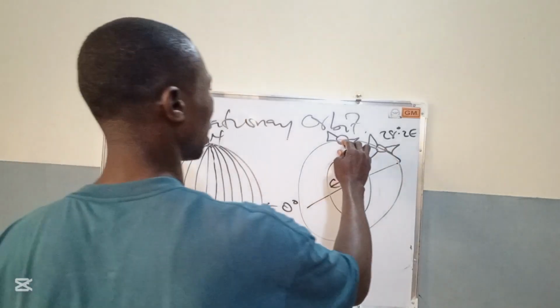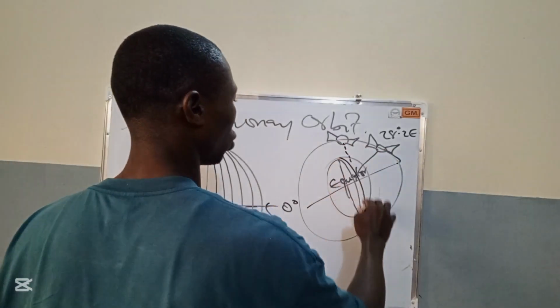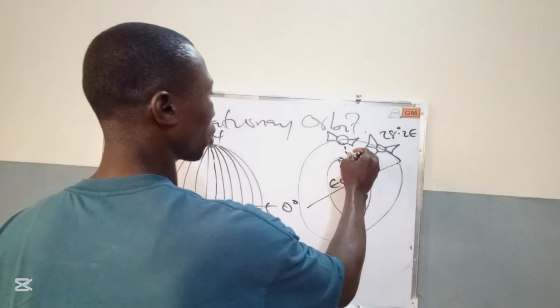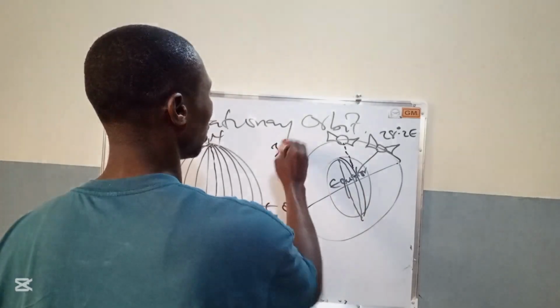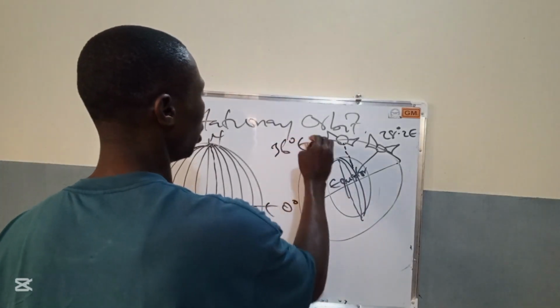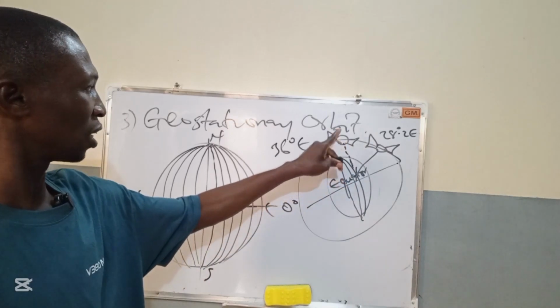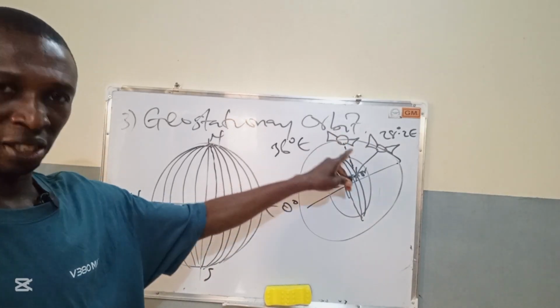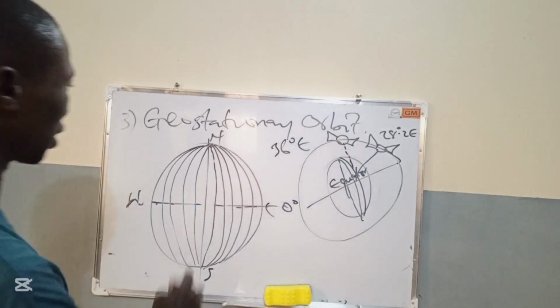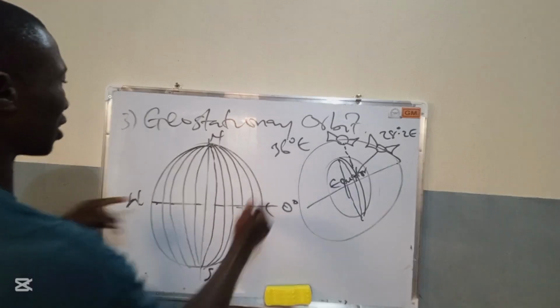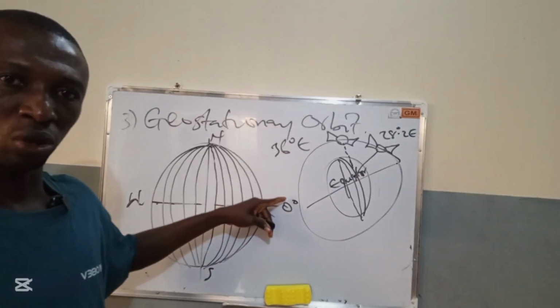Now we have another satellite here, aligned to another longitude. All of them are in the same plane as the equator, but aligned to different longitudes. Let's call this 36 degree east. That is the satellite for DSTV. Now you can see that these lines of longitude have satellites aligned to them.